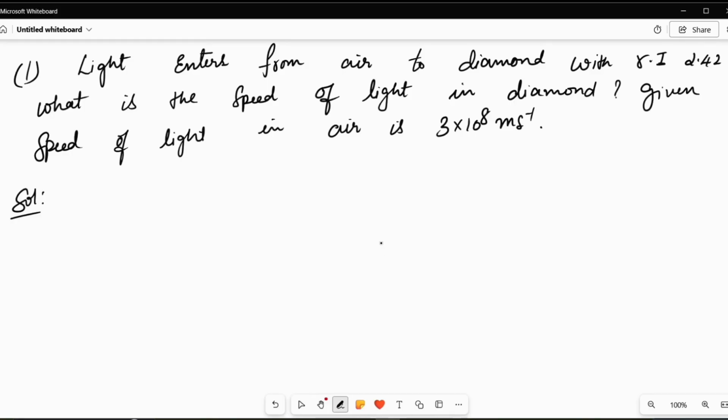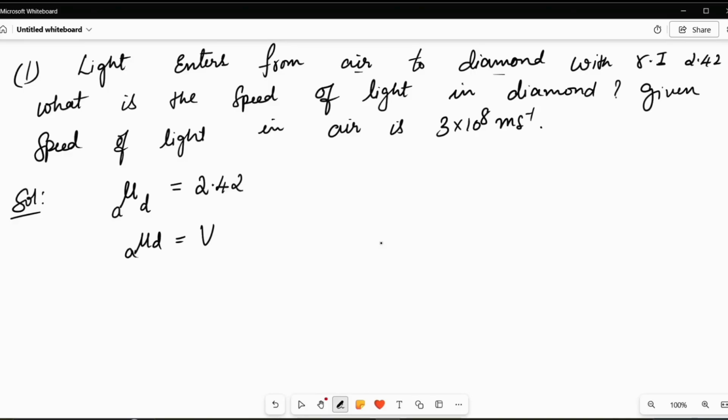See here, absolute refractive index means what? Light goes from air to another medium. Whenever they give refractive index, most of the time it will be absolute refractive index only. And he is directly telling air to diamond, so it is the absolute refractive index. So from air to diamond it is moving, and that value he has given as 2.42. So what does it mean?